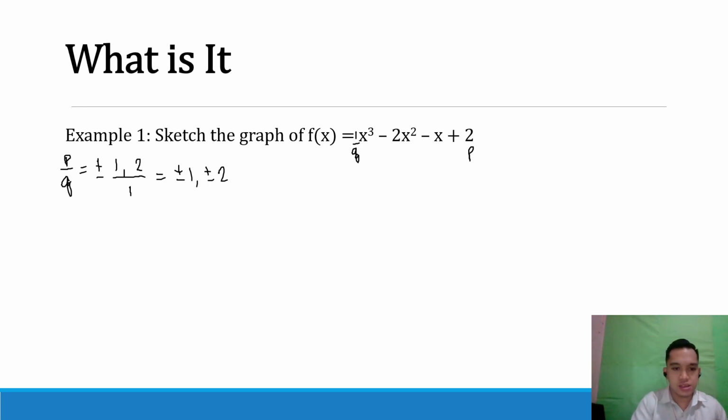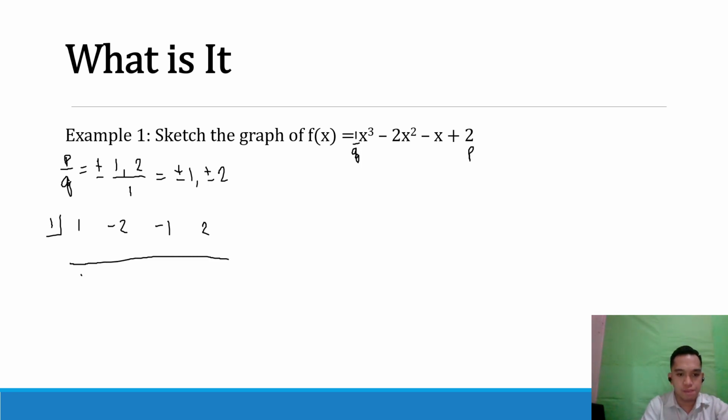Then next, we need to use synthetic division to find the real roots of our polynomial function. We use 1 first as our possible root. Then we list down the coefficients of our polynomial function: 1, negative 2, negative 1, and 2. We can list them down right away because our polynomial function is already in standard form. So, let's proceed to our synthetic division.